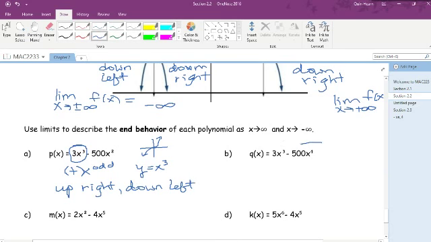On the other hand, in part B, we have negative 500x to the fourth is the highest degree term. So it's a negative with an even exponent, negative coefficient with x to an even power. That means it's going to look like the graph of y equals negative x squared. Which looks like what? A parabola going downward. So that means it's going to go down on the left and down on the right.